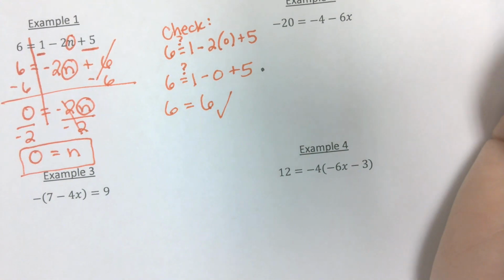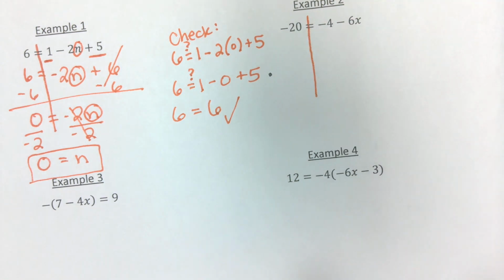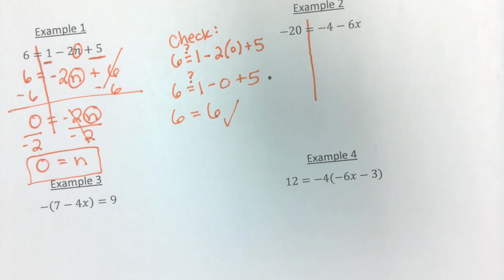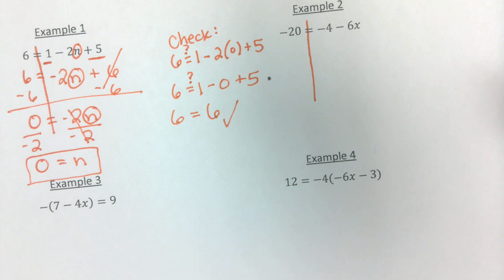Okay, let's go to example 2. Draw your line down your equal sign. If you feel comfortable, you can go ahead and move on and then just come back and check with me. If you don't feel comfortable doing this on your own, then you can follow along with me.